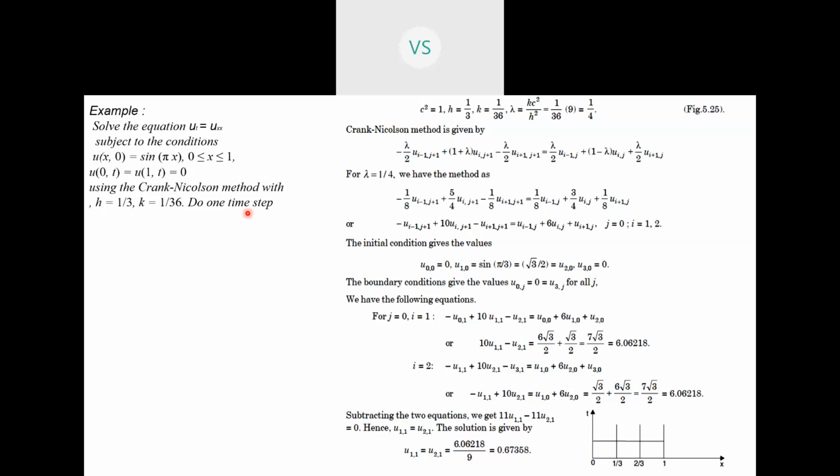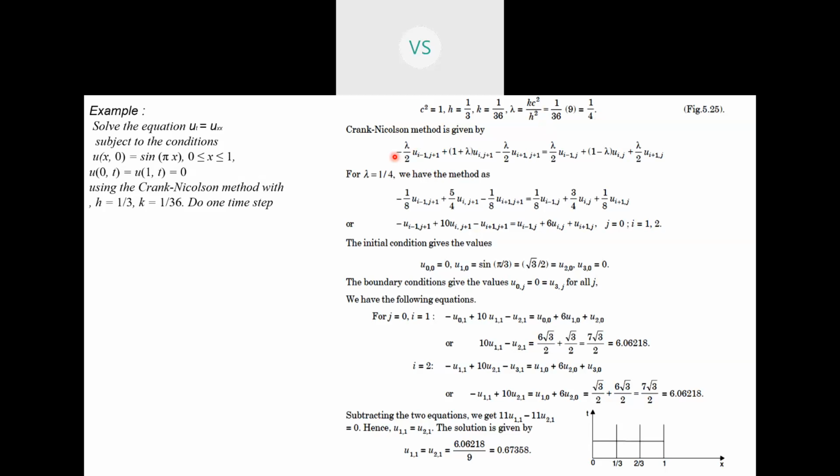Okay, so when we compare this equation ut is equal to uxx with our standard equation, ut is equal to c square uxx, we get the value of c square as 1. The h value given to you is 1 by 3, the k value is also given as 1 by 36, so lambda is equal to k c square by h square, so you will get lambda as 1 by 4. So the lambda value will be 1 by 4.